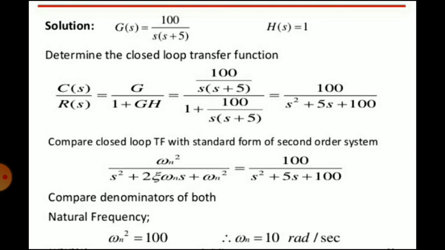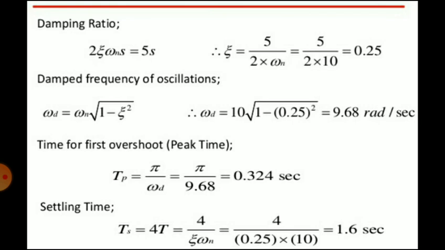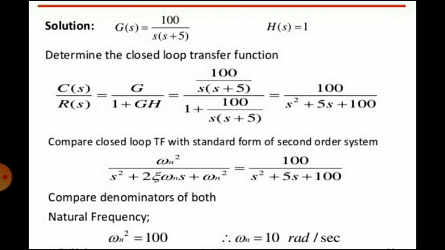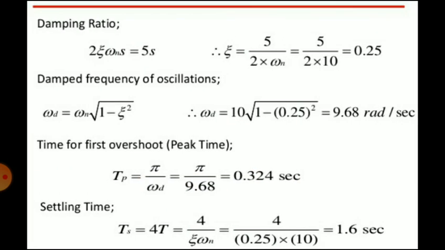So natural frequency omega n square equal to 100. So omega n equal to 10 radian per second. Now damping ratio: 2 zeta omega n s equal to 5s. So we compare the middle term of both the expressions. So zeta equal to 0.25.